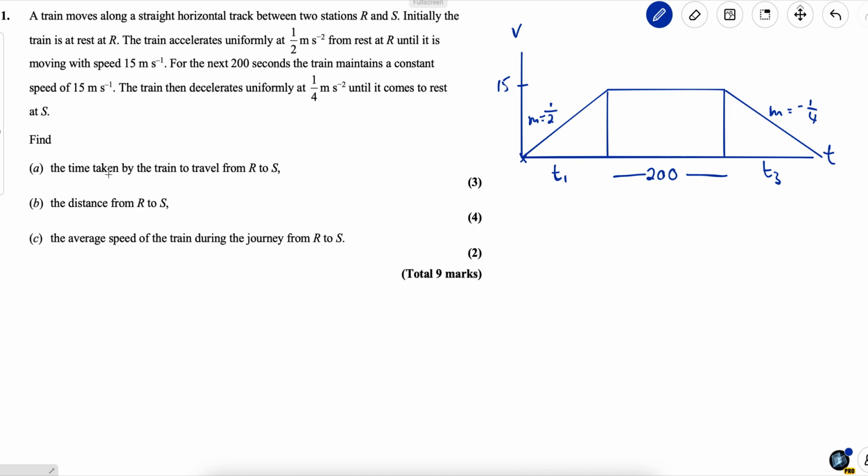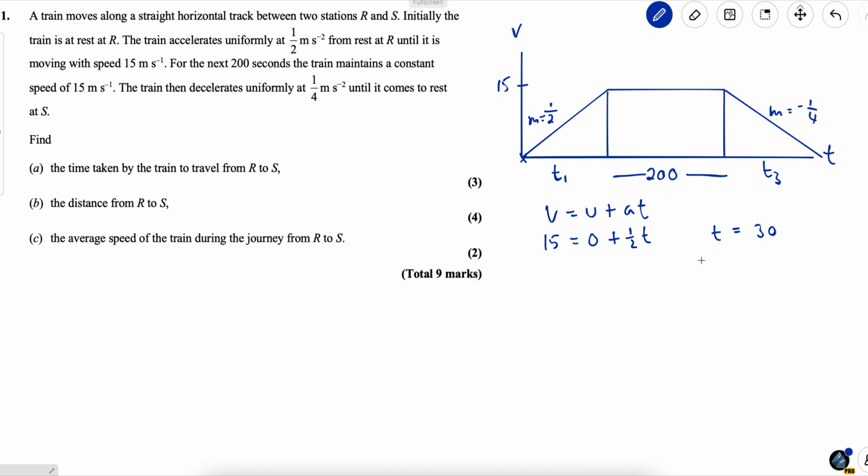Find the time taken by the train to travel from R to S. So I need to find these two times here and here. I have initial velocity, final velocity, and acceleration, so I can use v equals u plus at for each of these. So final velocity for the first part of the journey will be 15. Its initial velocity is 0 and the acceleration is 0.5, t. So that gives me, rearranging that, a time of 30.